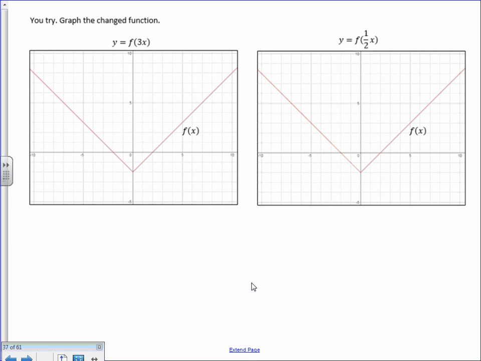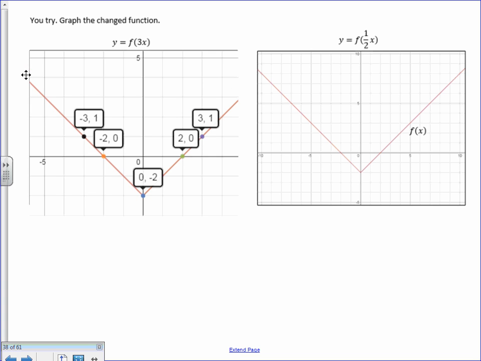So on the first one, we are given f of x right here. It's this absolute value function, and we're going to try to graph f of 3x. So the first thing we want to do whenever we're trying to graph a new function from a picture here is to get some key points. So there I went ahead and I got some key points. Now, it may be hard. I know on the print-offs, it was a little hard to see the function. Hopefully you're able to see it up here.